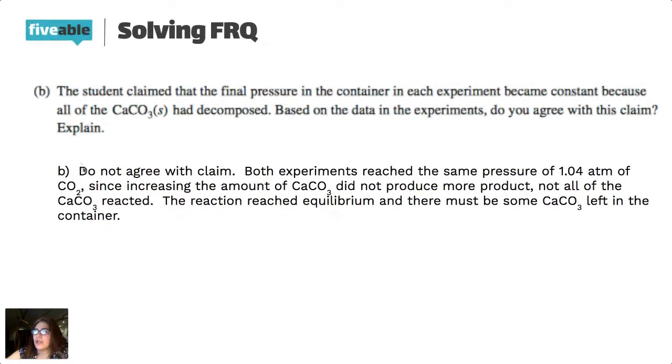Yes, right? So do not agree with the claim. Both experiments reach the same pressure. So increasing the amount of calcium carbonate did not produce more product. So not all of the calcium carbonate reacted. The reaction reached equilibrium, and there must be some calcium carbonate left in the container, as always in equilibrium reactions, right? There's always some reactant and some product present in the reaction vessel.